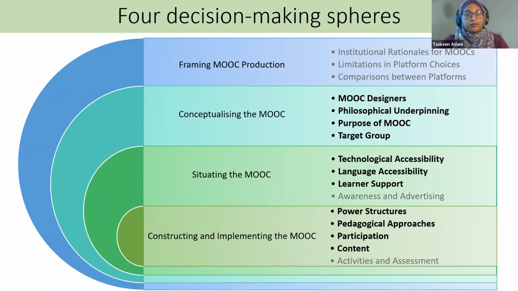The next level is conceptualizing the MOOC. And this is where MOOC designers will unpack their philosophical underpinnings, their assumptions, and the purposes in the target group when they are in the phase of brainstorming what the MOOC needs to be about, right? Whenever I say MOOC, you can just replace that with online course if that's what you're teaching at the moment. The next part is situating the MOOC, which is what I mentioned earlier about looking at factors that surround the MOOC rather than what's in the content itself. And the fourth sphere is constructing and implementing the MOOC, which is what most of you might be familiar with, looking at different pedagogical approaches, participation, content, activities, and assessments.